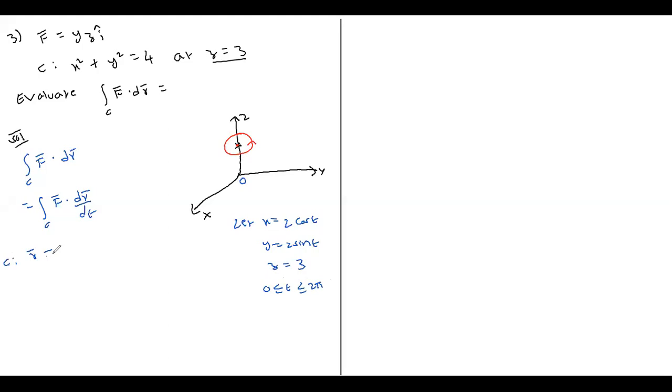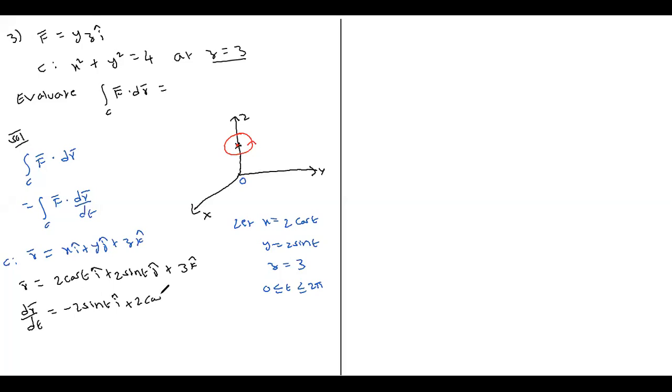Therefore, what is r bar? R bar is x i bar plus y j bar plus z k bar. So in our case, r bar equals 2 cos t i bar plus 2 sin t j bar plus 3 k bar. So dr bar by dt equals minus 2 sin t i bar plus 2 cos t j bar. The derivative of 3 is 0, so there is no third component.